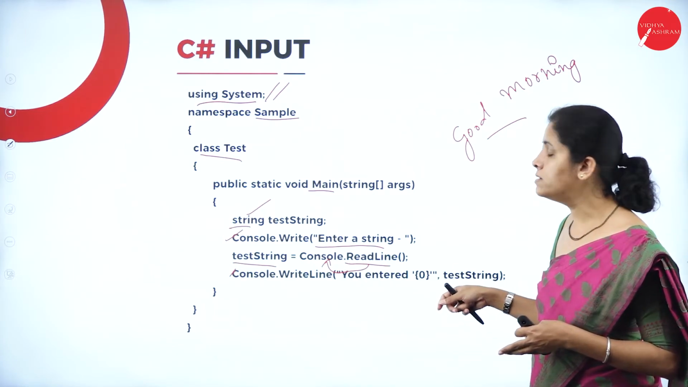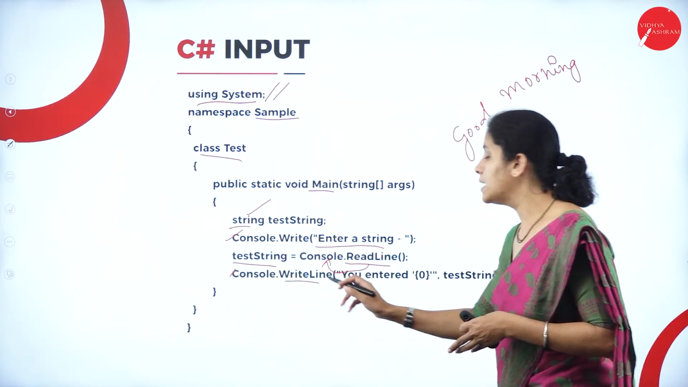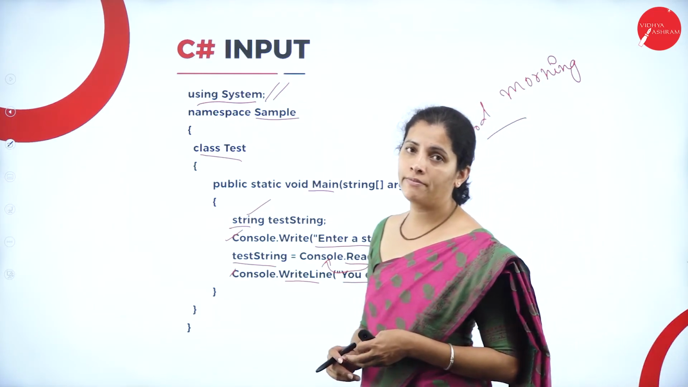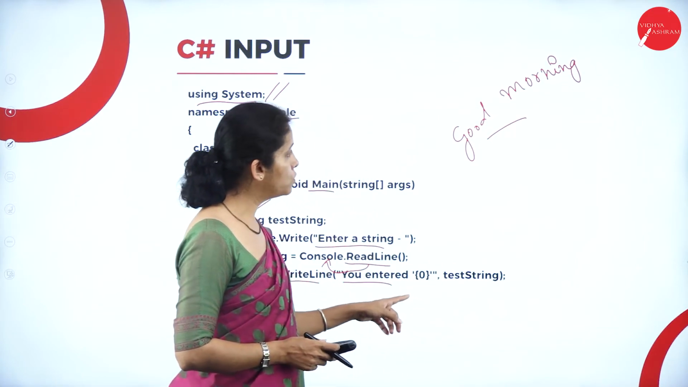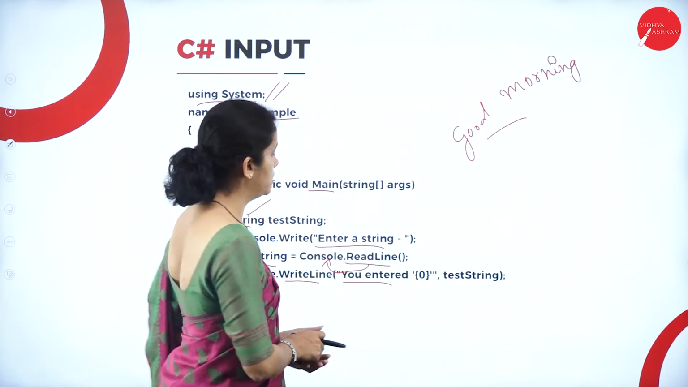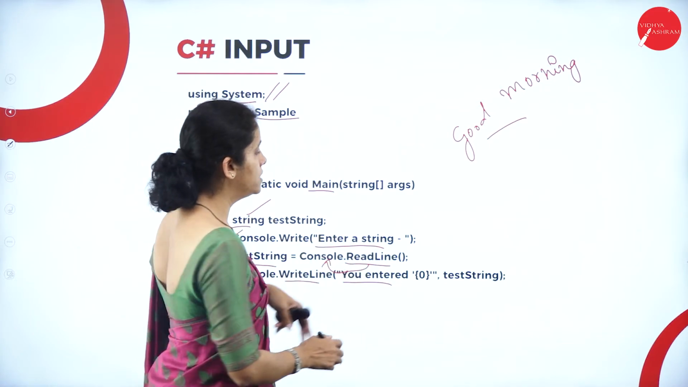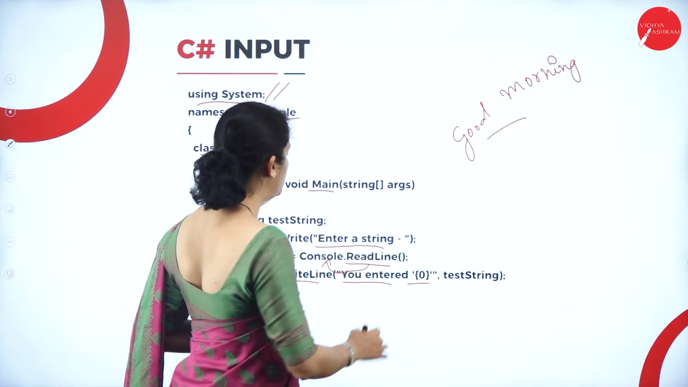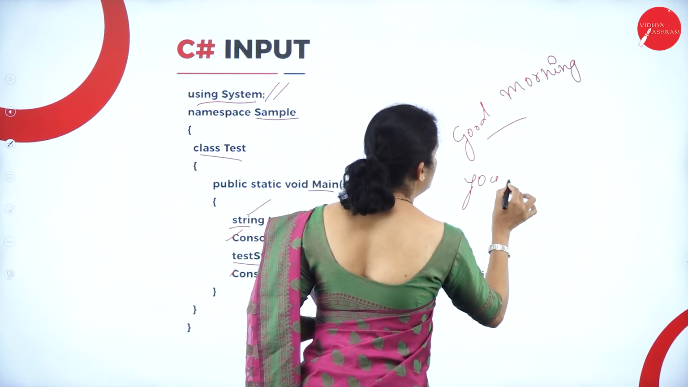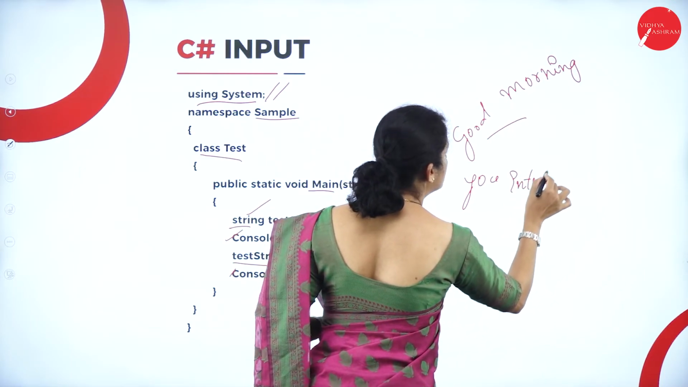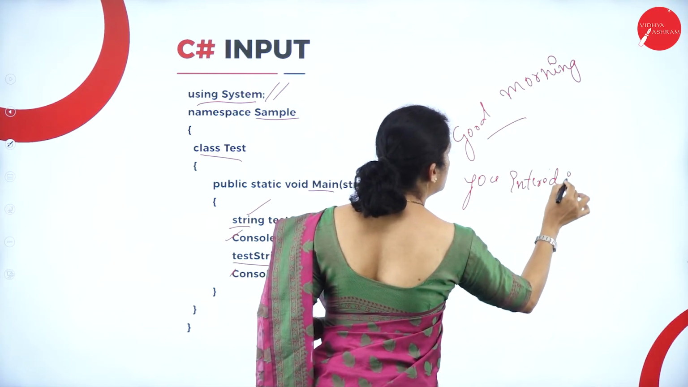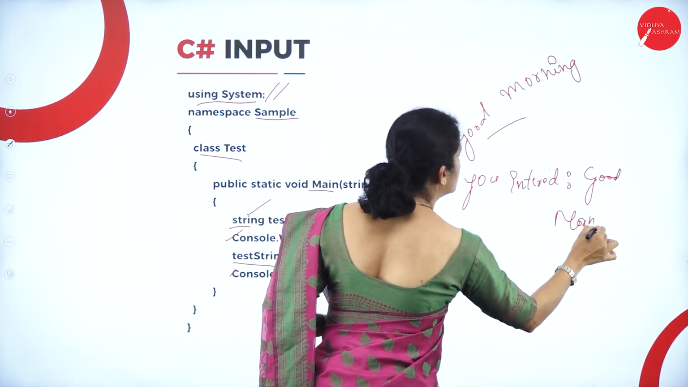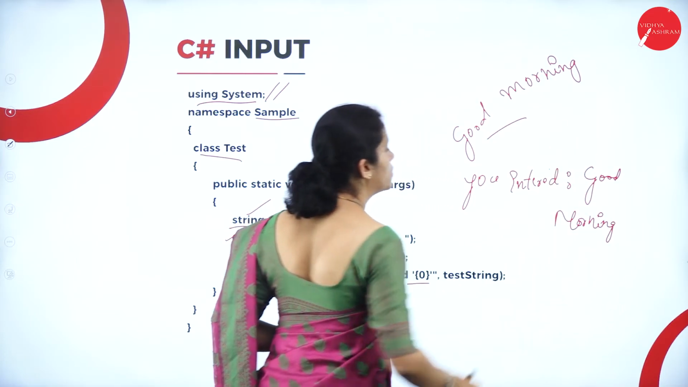So, what I will do, I'm going to use the WriteLine method with "You entered", and I'm going to specify the place where I want to display the output, that is, "You entered" and display the output in the 0th position. I get the output: You entered: good morning. So this is the output of this program.